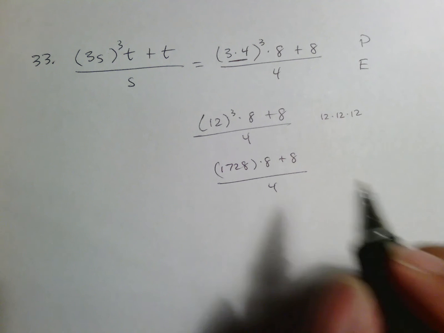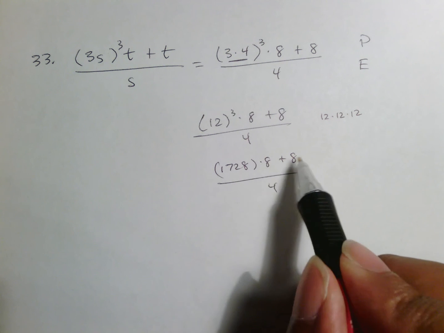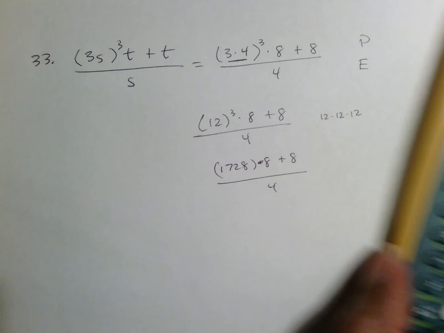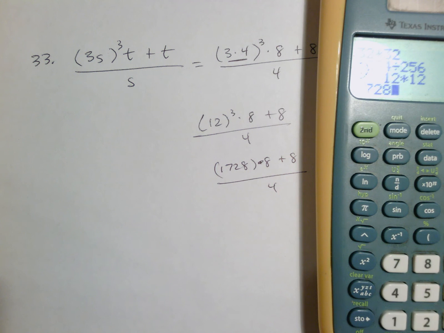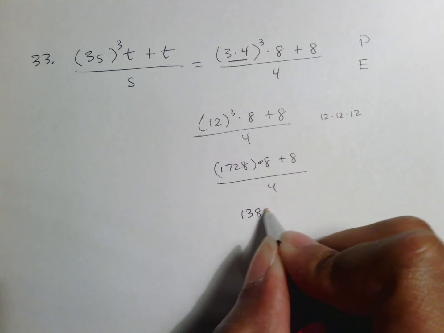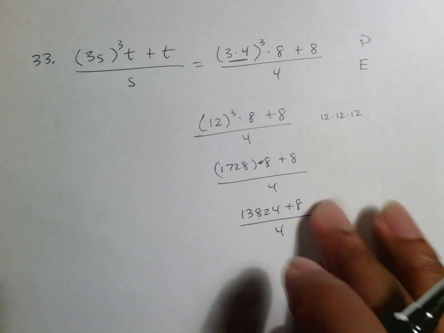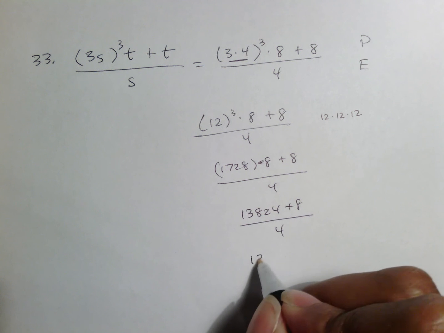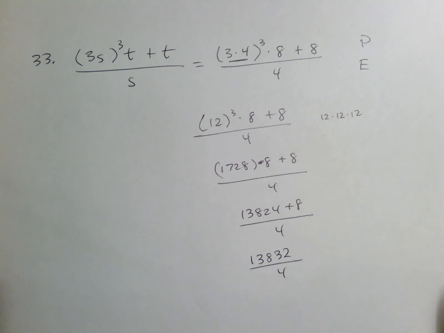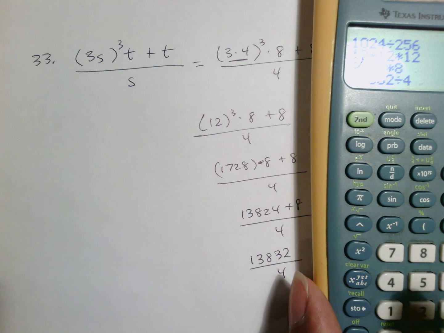Now we keep going. On the top we have 1728, which has already been simplified, times 8 plus 8. We have a multiplication and an addition. From what I remember, multiplication goes first, so we want to do 1728 times 8, which is 13,824. Plus 8 over 4. Now we add the 8. 24 plus 8 is 32, so 13,832 over 4. Now we divide 13,832 by 4, which gives me 3458.